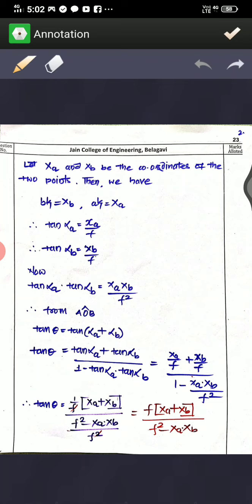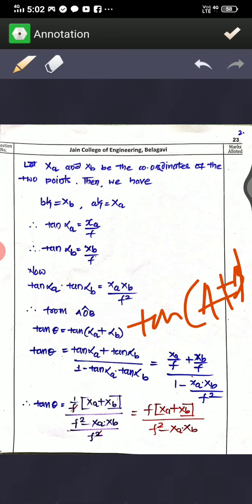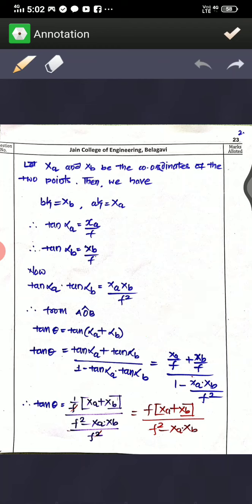As I said, theta is equal to alpha A plus alpha B, then tan theta is equal to tan of alpha A plus alpha B. Then tan theta, if you expand, see here tan A plus B, if you take a trigonometrical function, how are you going to expand it? Tan A plus B is equal to tan A plus tan B divided by 1 minus tan A tan B. In the same manner, we are going to use that function here: tan theta is equal to tan alpha A plus tan alpha B divided by 1 minus tan alpha A into tan alpha B.